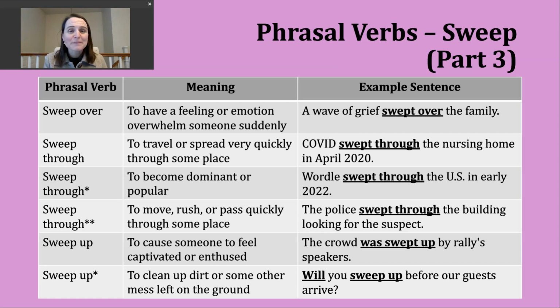This can have several different meanings. One might be to travel or spread very quickly through some place or through some location. An example of this: COVID swept through the nursing home in April 2020. Unfortunately, this happened in many nursing homes and many other large areas where people lived. It's still happening in 2023, but we're talking about this particular illness spreading quickly inside of a care center for the elderly.